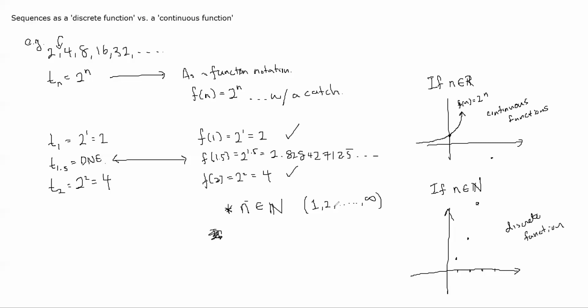Just wanted to make that distinction. Please be careful when we talk about sequences. They are discrete functions. They are separated. There is no continuation between 2 and 4. It's just number 2 and then number 4 and then number 8, so on and so forth.